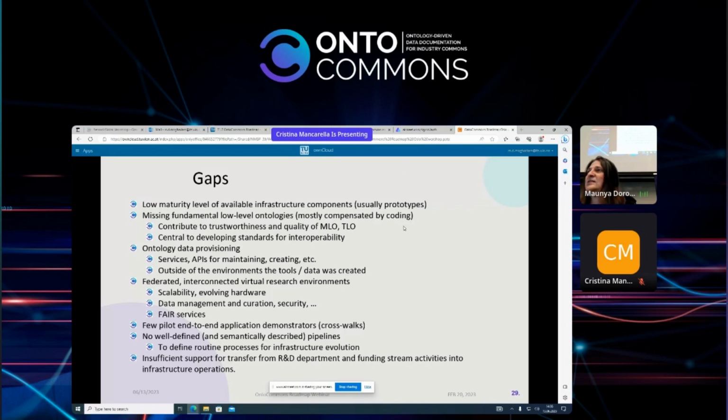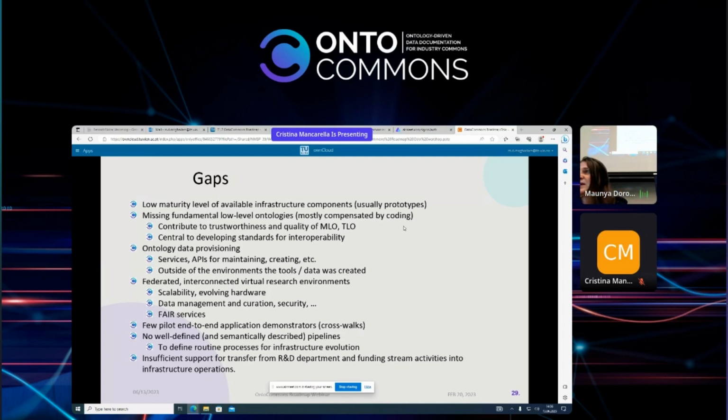Then, this might sound trivial, but especially because we want to support standardization, we don't see low-level ontologies. Think of the entire international system of units: you need to communicate distances, temperatures, sizes, and there is no basic low-level ontology which would allow you to build your higher-level ontologies on top of it. So we believe that this is central to developing standards for interoperability.